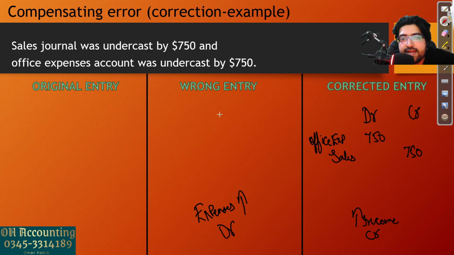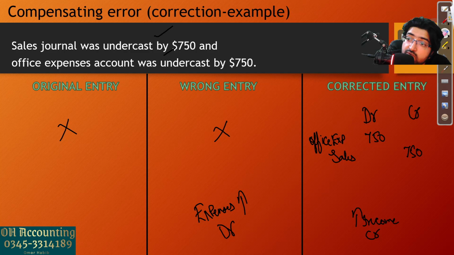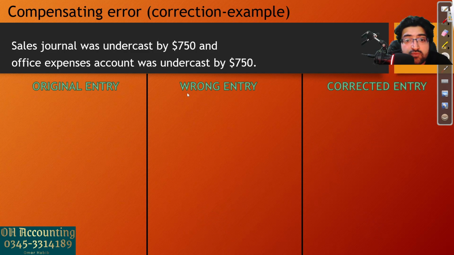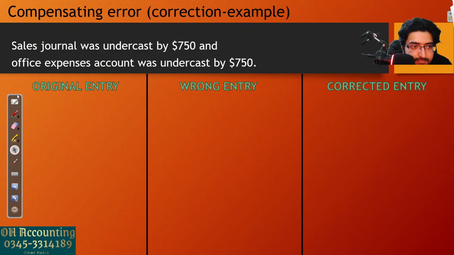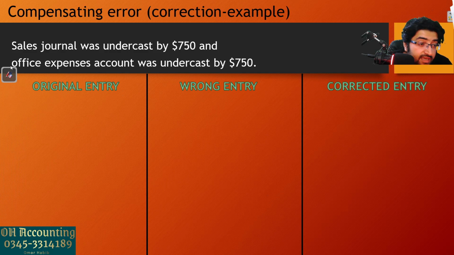Okay? So just correct the error they're telling you about. No need to make the original entry or the wrong entry. That's it for compensating errors. I hope it is clear. Otherwise, watch it again. It's a difficult topic. You will have to watch it again. Do that. Okay? You can also ask me questions anytime. I will give you proper examples. I will make my own examples and explain it in a better way if you're still having problems. Moving on.